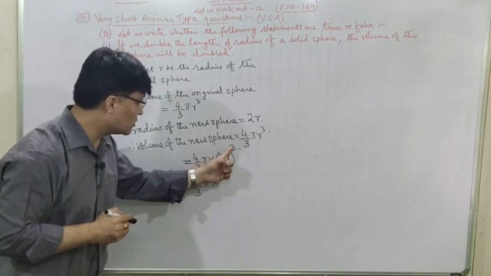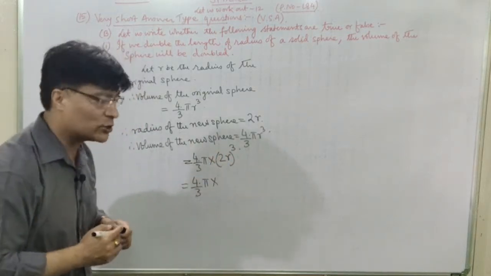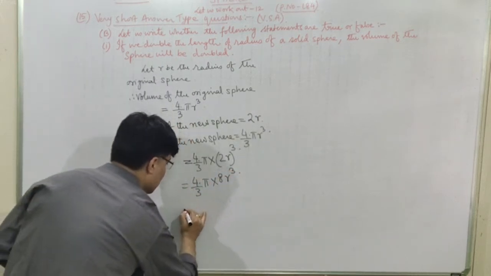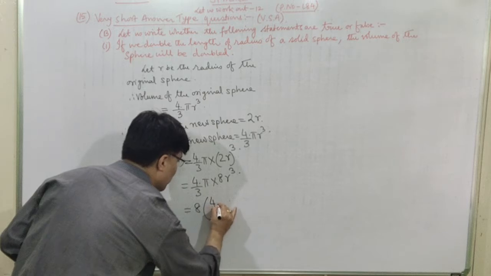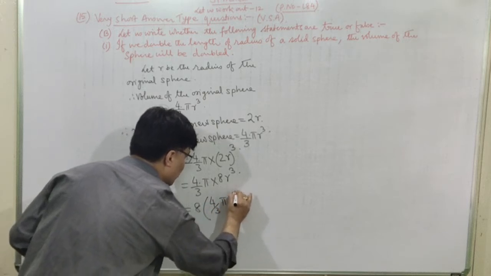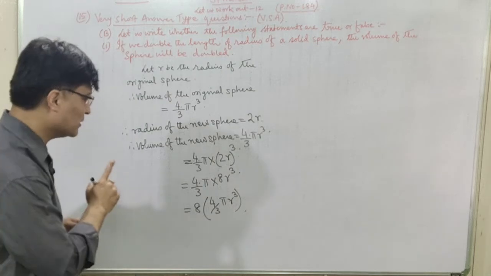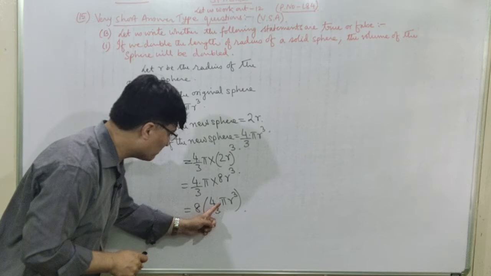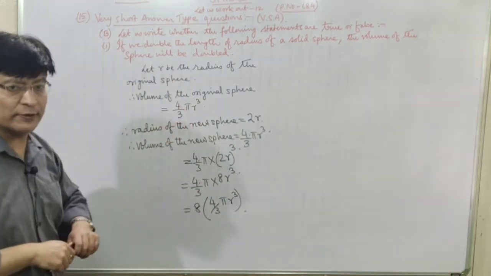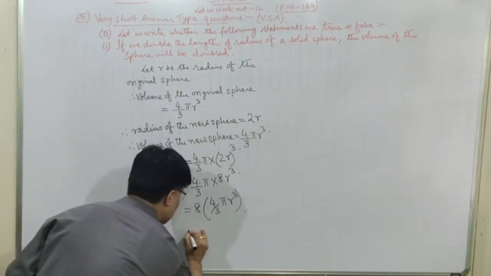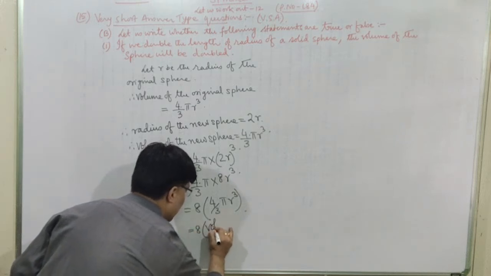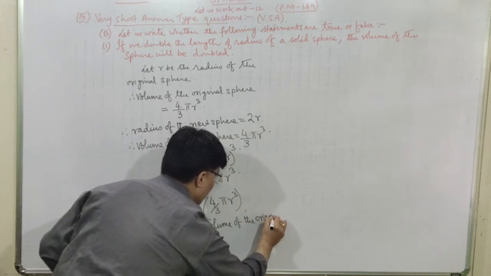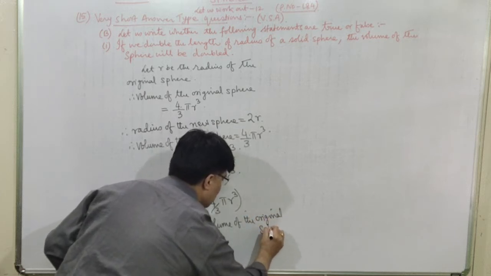Now this cube is for both 2 as well as r. What is 2 whole cube? That is your 8, then it is r cube. It can be written as 8 into within bracket 4/3 pi r cube. So why is it written 8 multiplied by 4/3 pi r cube? Actually, this 4/3 pi r cube is the volume of the original sphere, isn't it? So it can be written as 8 into within bracket volume of the original sphere.